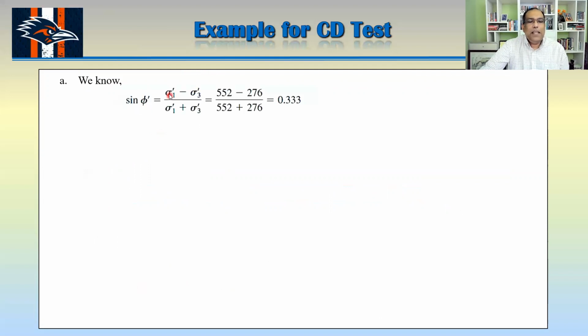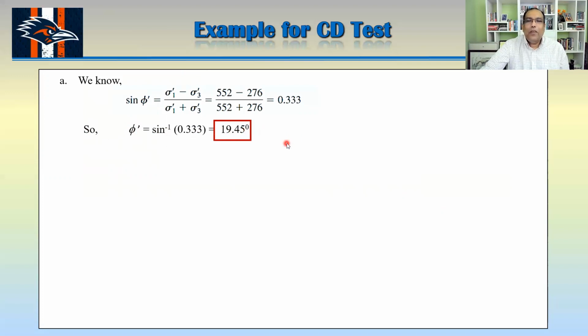sine phi is basically sigma 1 minus sigma 3 divided by sigma 1 plus sigma 3. You can also use the other equation like your sigma 1 is equal to sigma 3 tan square 45 plus phi by 2, and you can solve for phi. You will get the same answer. Okay. So your phi prime is sine inverse 0.333. So your angle phi prime is basically 19.45 degree.